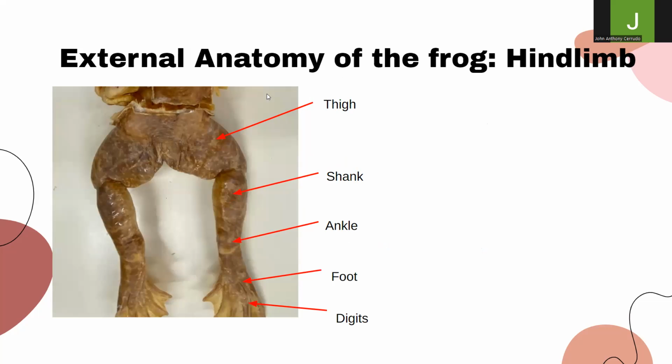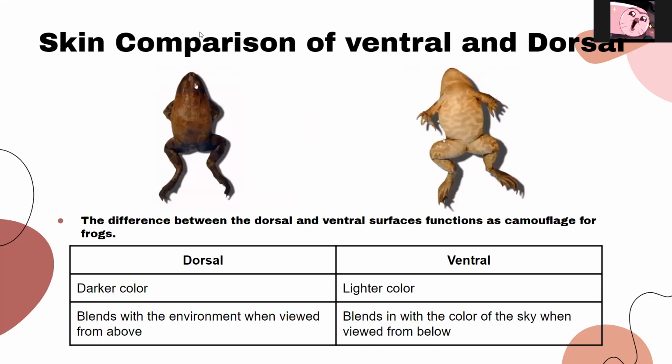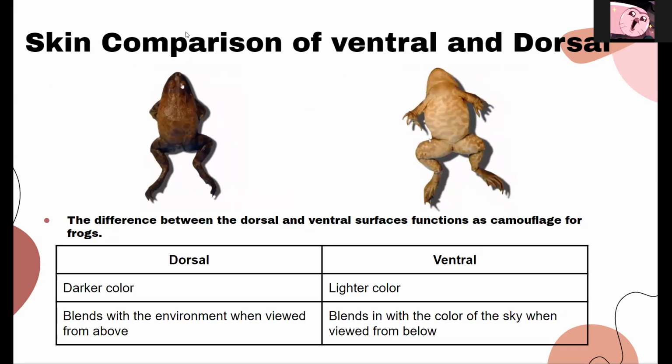Now for the guide questions. We were asked to determine the significance of the difference in color of the dorsal and ventral surfaces of the frog's body and what is the protective advantage of this if a predator approaches a swimming bullfrog or toad from above or from below. Now, the difference between the dorsal and ventral is that dorsal is much darker.